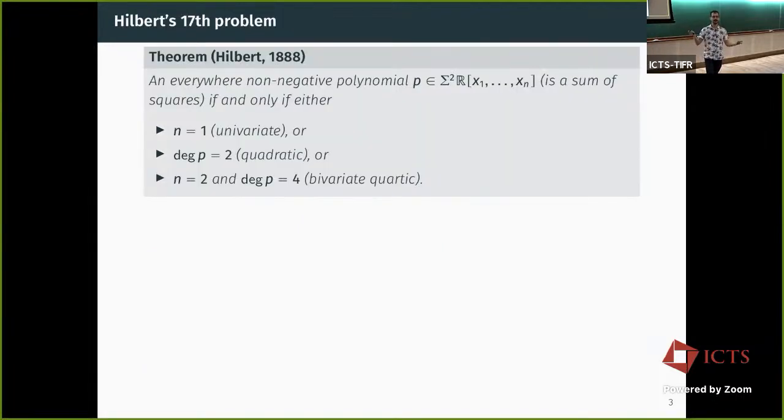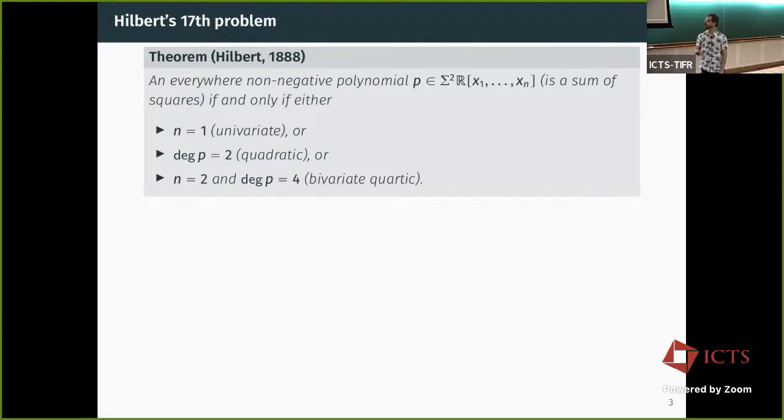The problem of asking if a polynomial is positive or not is not very new. Hilbert in 1888 asked the same question, and he also found the necessary and sufficient conditions, namely a non-negative polynomial is a sum of squares, and here is my notation for the set of sums of squares, if and only if it's a univariate polynomial, or it's a quadratic polynomial in an arbitrary number of variables, or it's a bivariate quartic, so there are two variables and the degree is 4.